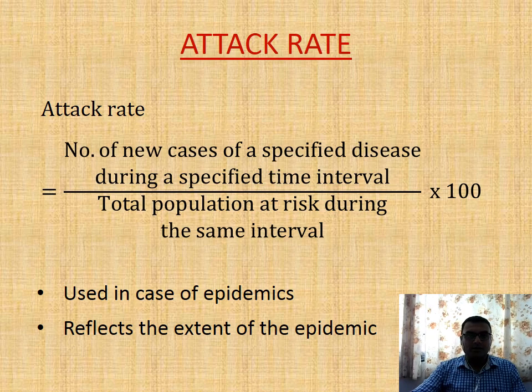Next is attack rate. Attack rate is number of new cases of a specific disease during a specific time interval divided by the total population at risk during the same interval, multiplied by 100. Attack rate is commonly used in case of epidemic. It reflects the extent of the epidemic.